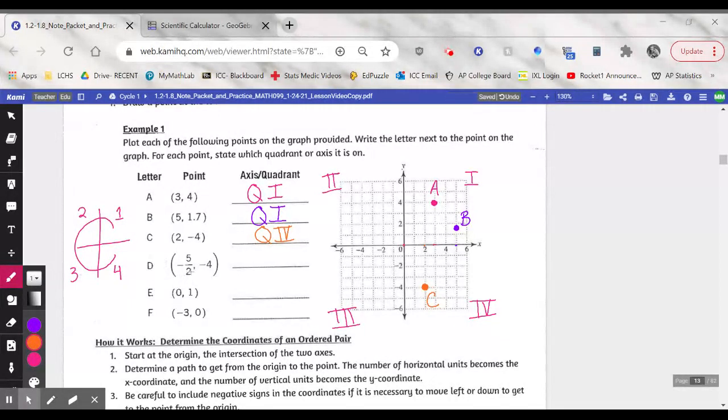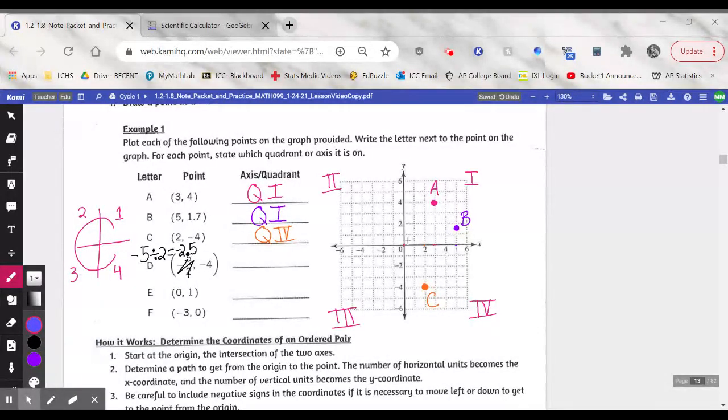For D, this one might look scary because it has a fraction. It shows -5/2. But we learned in section 2 that to change it to a decimal, it's pretty simple. All we have to do is divide. So in our calculator, we can do -5 divided by 2, which is -2.5. So just replace the -5/2 with -2.5 if that kind of intimidates you.